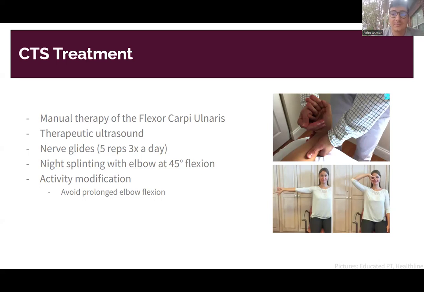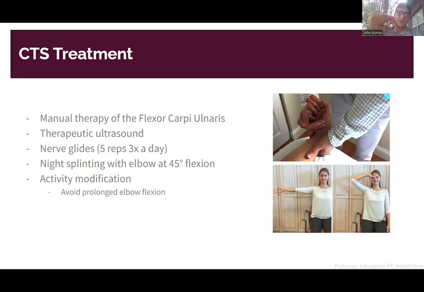At night, I'm going to have the patient splint. You move all around. Some people do. I roll around, I kick. I'm not a still sleeper. So you don't know where your arms are going, and you could be putting it in a maximum flexion position that's putting a lot of tension on that nerve.